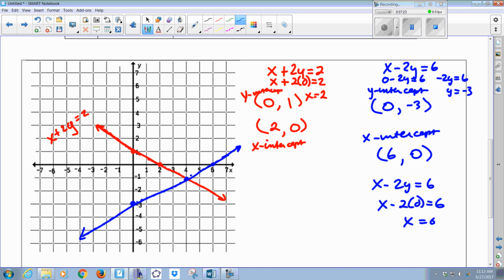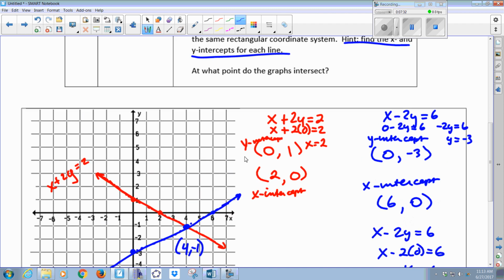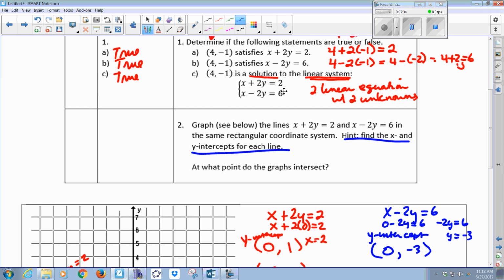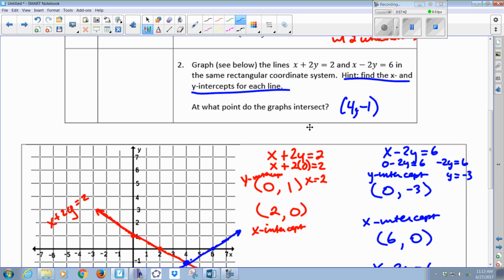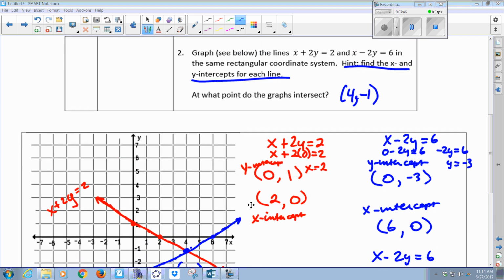notice you'll intersect at the point (4, -1). That intersection point, when you graph the two lines, is the same as the solution to the linear system. They intersect at (4, -1), and (4, -1) falls on the red line, and (4, -1) falls on the blue line. So it's a point they have in common.